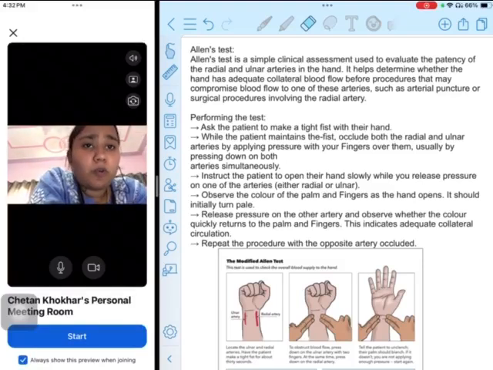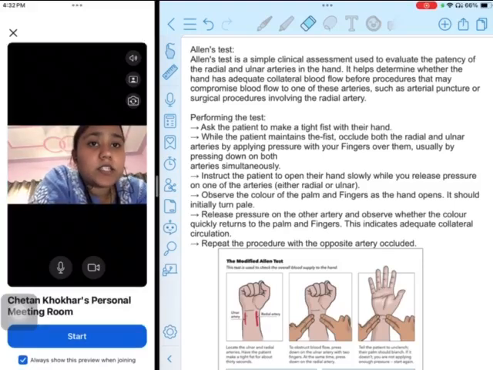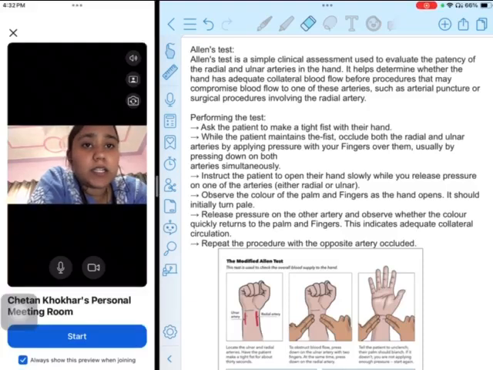So why do we perform the Allen test? Why do we need to perform the Allen test? We need to perform the Allen test to check if the radial artery or ulnar artery is patent. Okay, the patency. Whether it is open or not, or whether it is clotting.